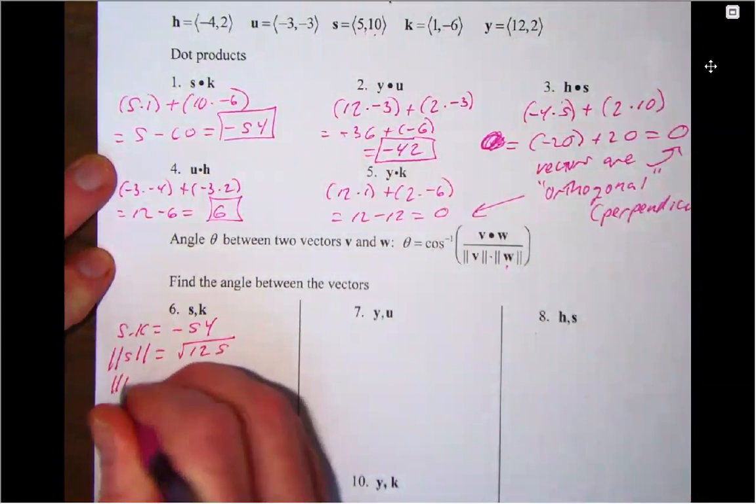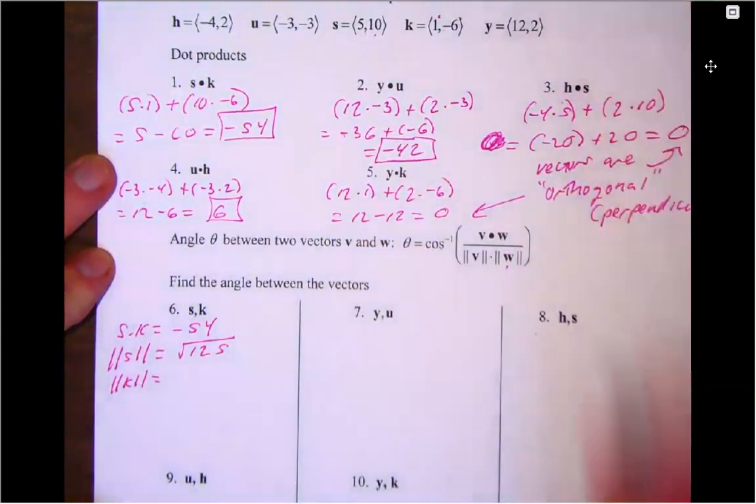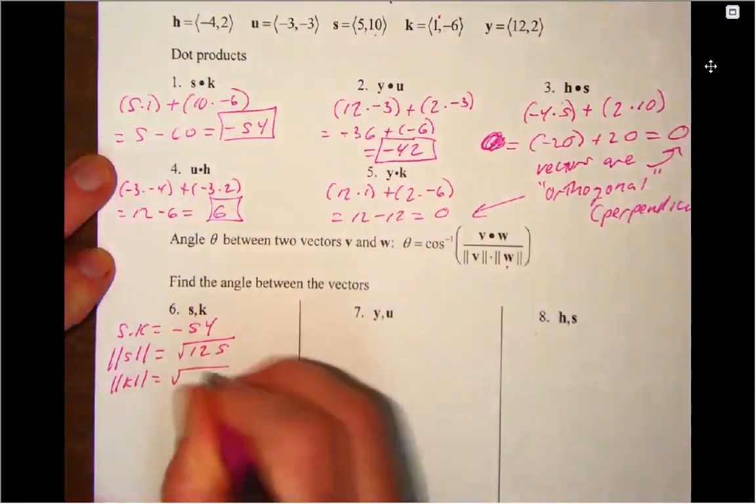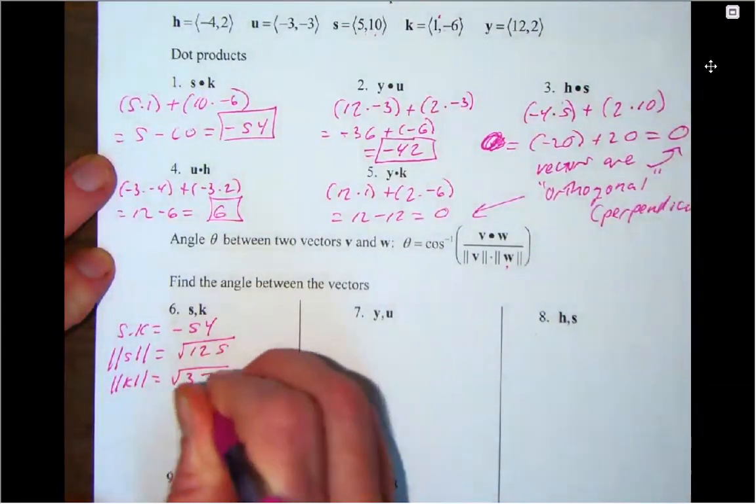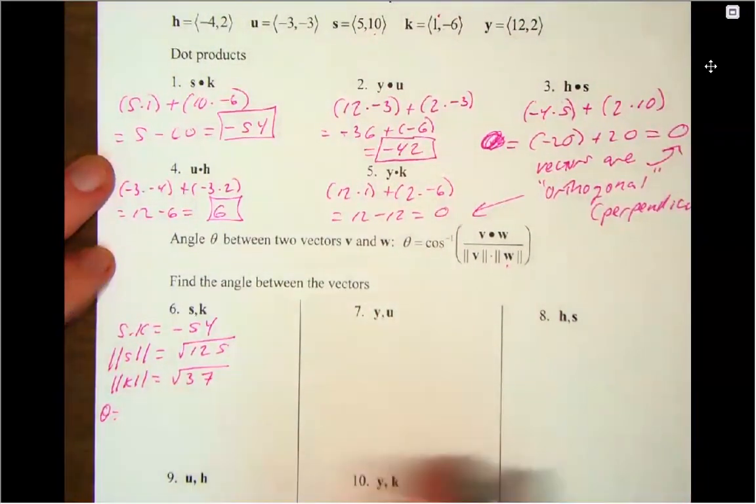Do the same thing for K. 1 squared is 1, -6 squared is 36, add them together. So the magnitude of K is root 37. And now it's all down to Desmos.